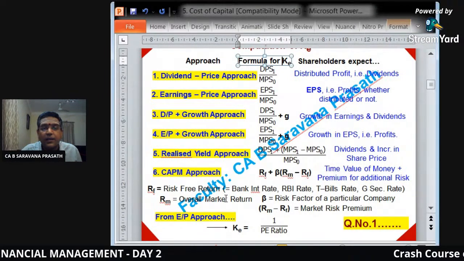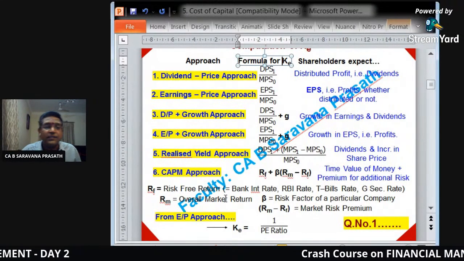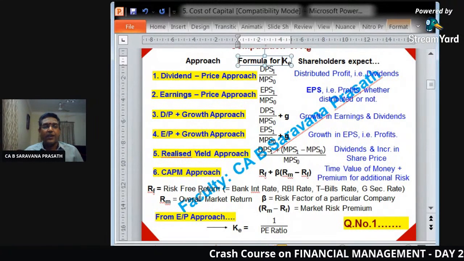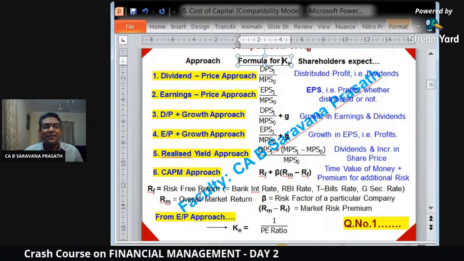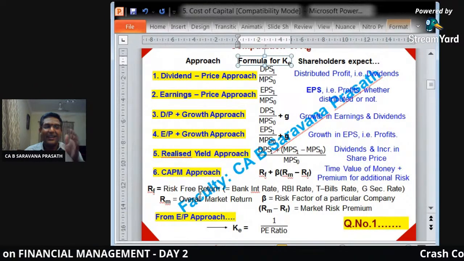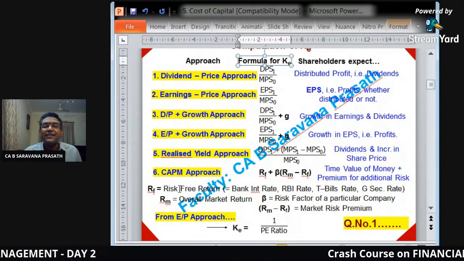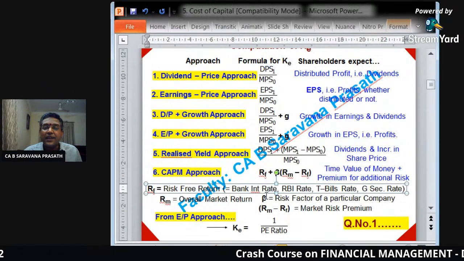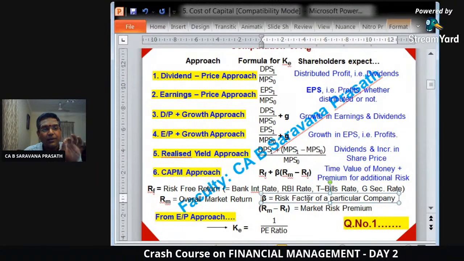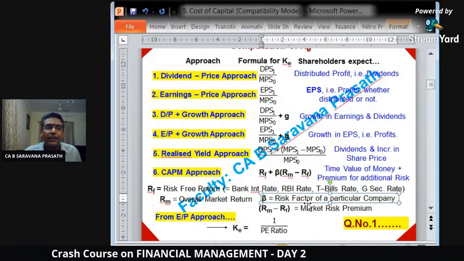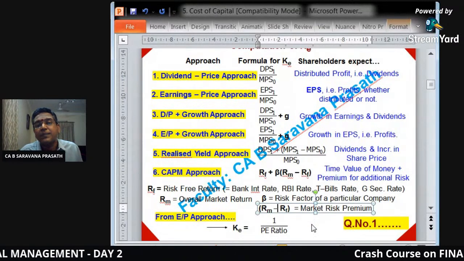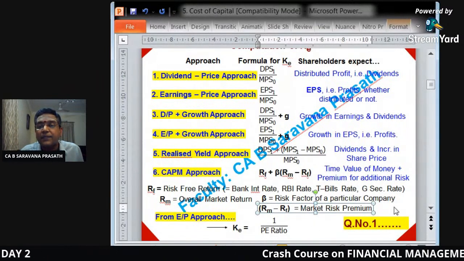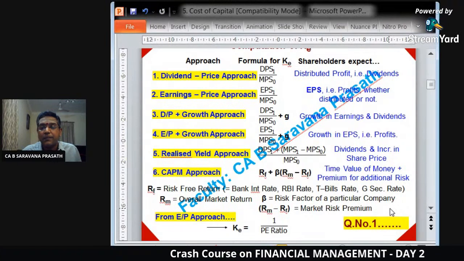Let us remember the terminology very carefully. These words have to be remembered very carefully. RM represents overall market return in the capital market. RF represents risk-free rate. Beta represents risk factor of a particular company. RM minus RF is called market risk premium.